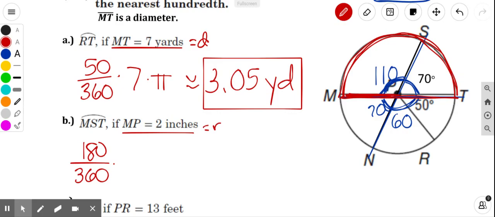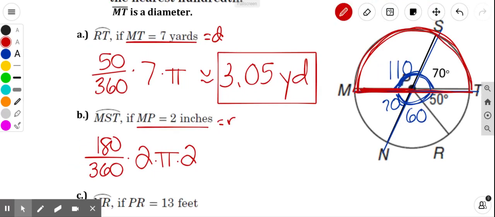So that's our radius. That means we're going to use 2 times pi times the radius. So 2 times pi times 2. Now, some of you may be thinking, can't I just double the radius and get 4 and do 4 pi, diameter times pi? You can totally do that. Either way, it doesn't matter. Whatever makes sense to you. Okay, so if you put this in the calculator, remember you're dividing 180 divided by 360, you'll get 0.5, and then do times 2 times pi times 2, which would give you approximately 6.28 inches.